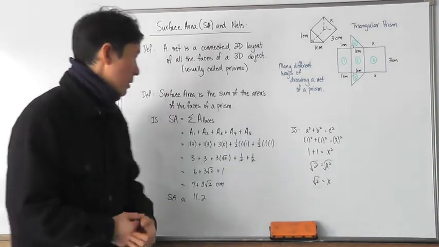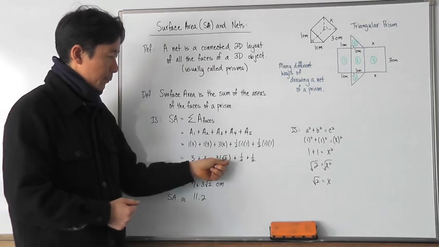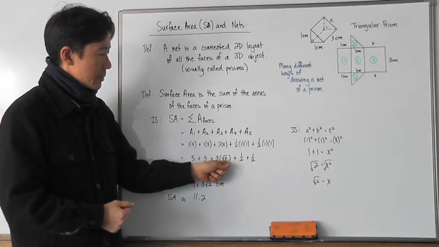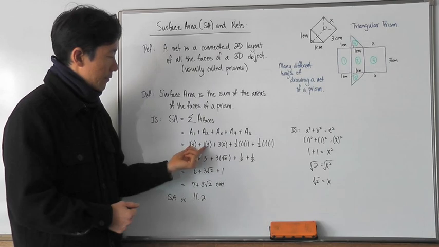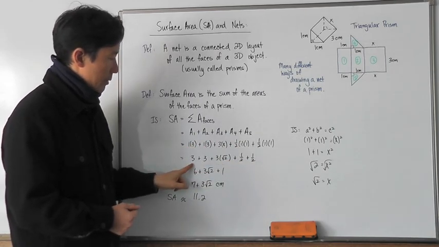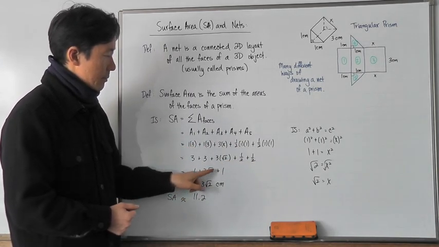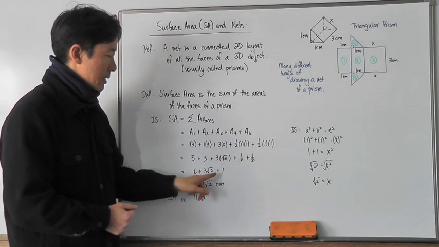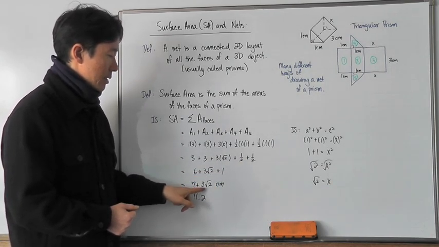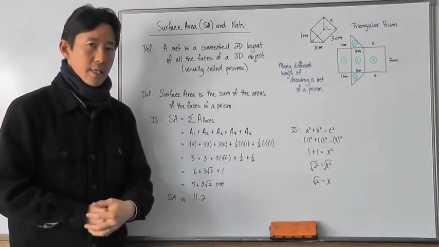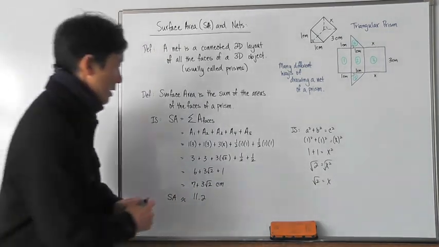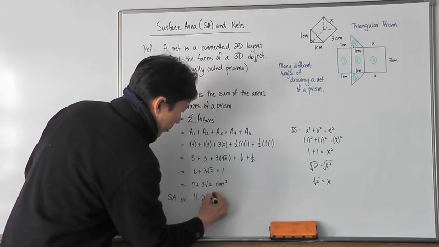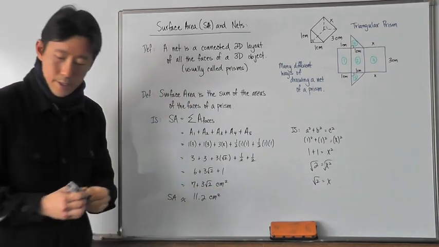So now we can substitute that back here, because we didn't know what x was, but we can substitute that and simplify these values as well, and we come up with 3 plus 3 is 6, plus 3 times the square root of 2, plus 1, which is 1/2. We can add the 6 and the 1 to come up with 7 plus 3 square root of 2 centimeters squared. Okay, and so there you go.